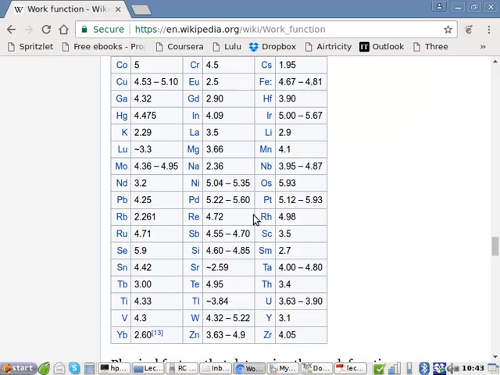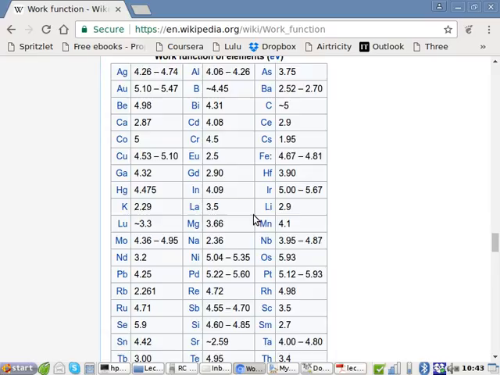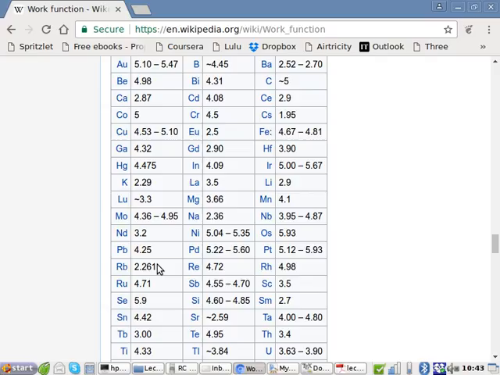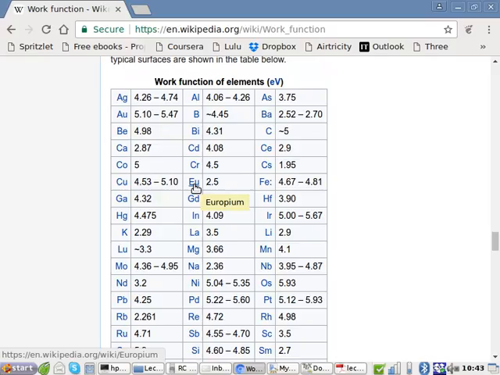There's 2.26 RB, I think it was. That's the best? Yeah. There's 2.5 EU. Let's see. 2.5. Hmm. That looks like the best. Is it 2.5? What is EU? Is it something dangerous? What is that?